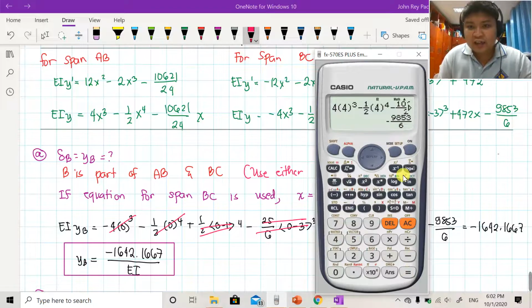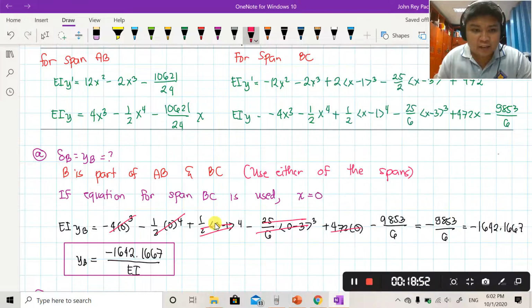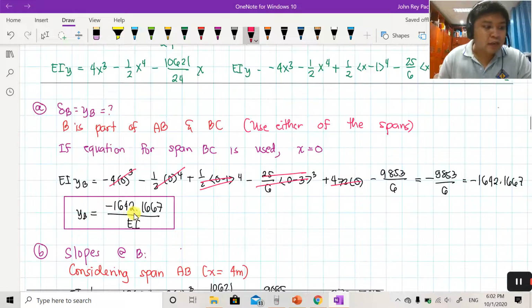So, chinecheck ko lang. So, ang lalabas ay negative 9853 over 6 or negative 1642.1667. So, parehas yan class. Tama dapat. Okay? So, at least na-establish na natin na ito yung deflection at B.